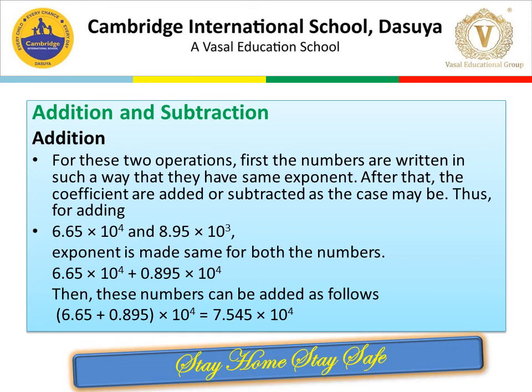Okay, now look here. Since the bases are the same and the powers are the same, 10 power 4 of the first term and 10 power 4 of the second term are common. We will take this out of the bracket and add 6.65 with 0.895. When we add it, 6.65 plus 0.895 comes out to be 7.545, and the exponent term remains 10 power 4, and this will be the answer.